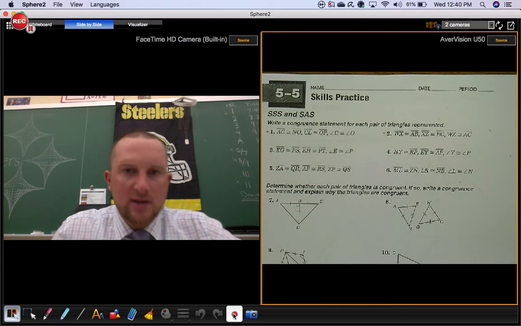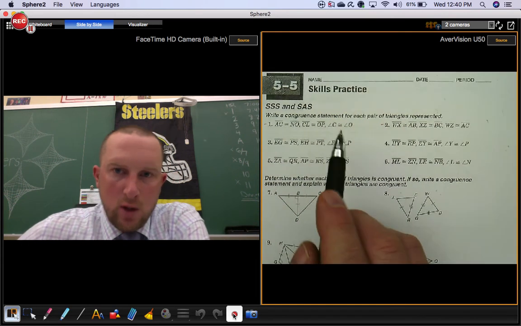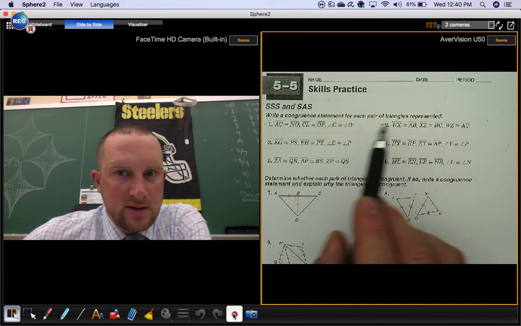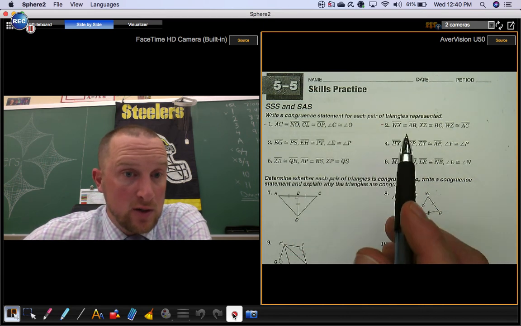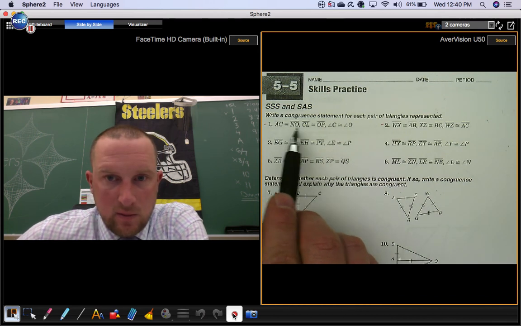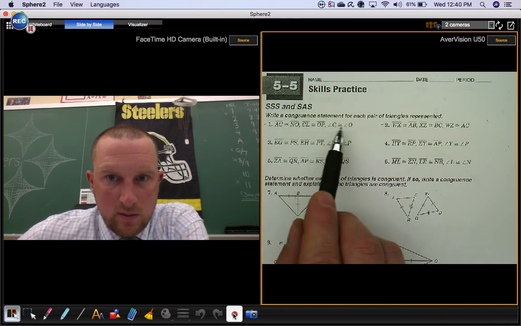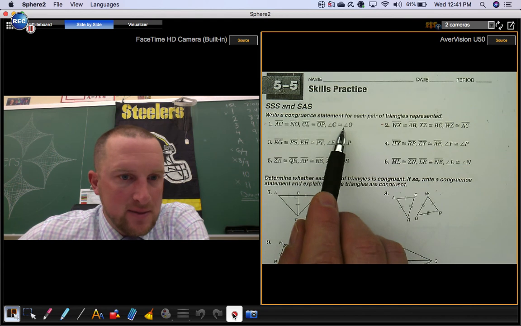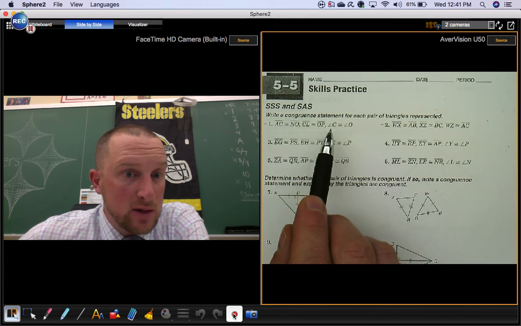This is the skills practice for section 5.5. We're going to write a congruent statement for each pair of triangles represented. So basically they're telling you that these triangles are going to be congruent. So they give you congruent segments, and congruent angles. Now just because they listed the congruent angles last doesn't mean that's where they look in the picture.